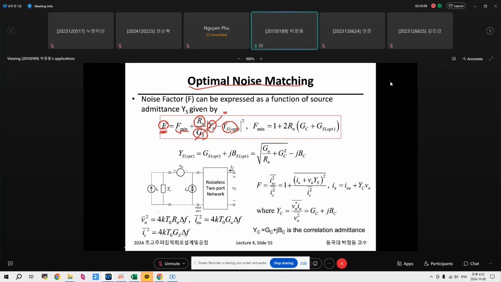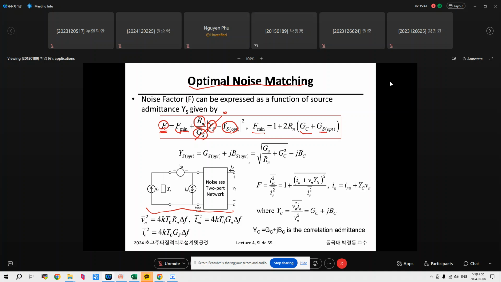Typically, in this model, F min is expressed in this way. This is an arbitrary expression, and any device can be modeled with this. F min is 1 plus 2 Rn times (GC plus GS opt). Here, GC is the coupled conductance, and GS opt is the optimum conductance.